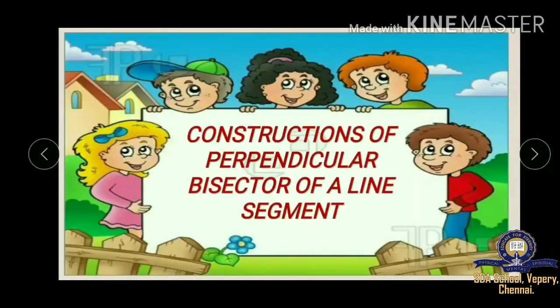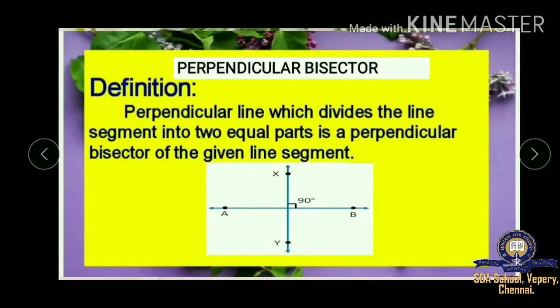In today's class, we are going to learn how to construct a perpendicular bisector of a given line segment. First, we will move on to our definition. A perpendicular bisector is a perpendicular line which divides the line segment into two equal parts.